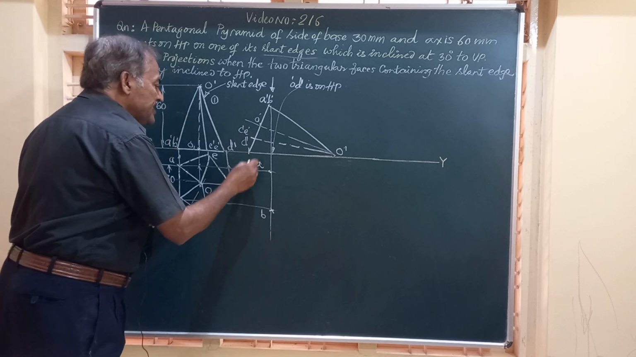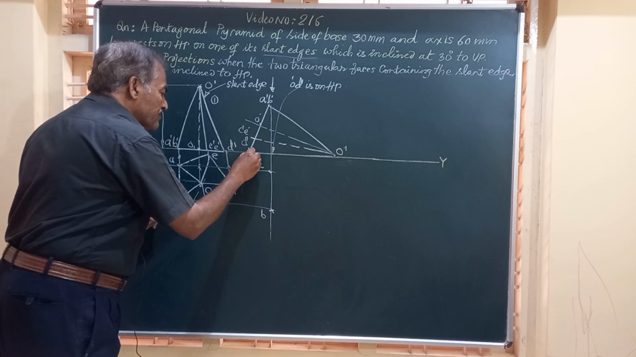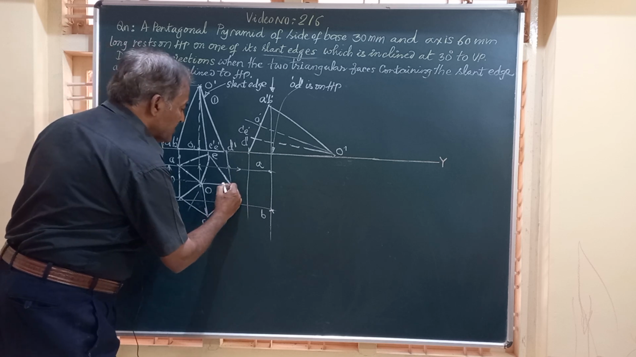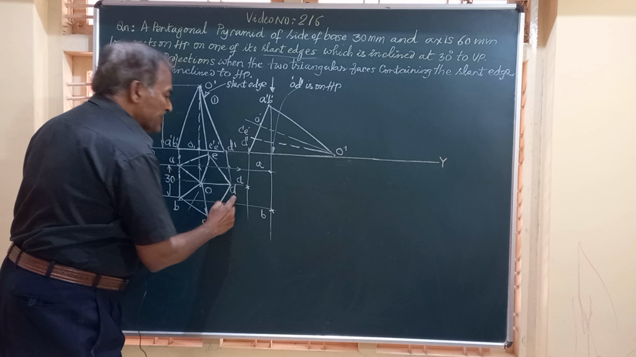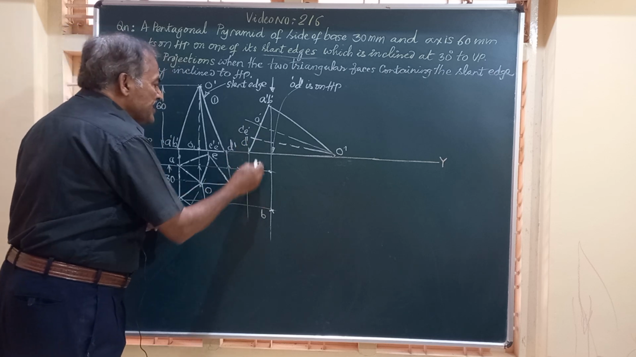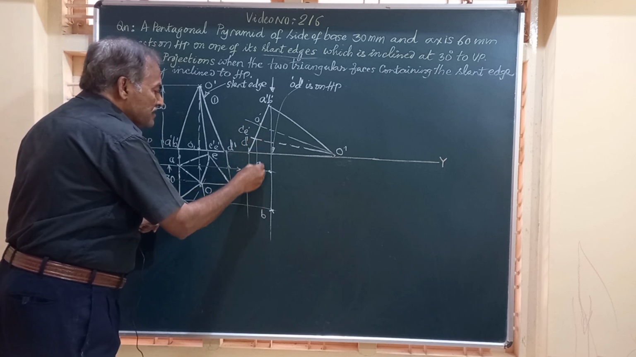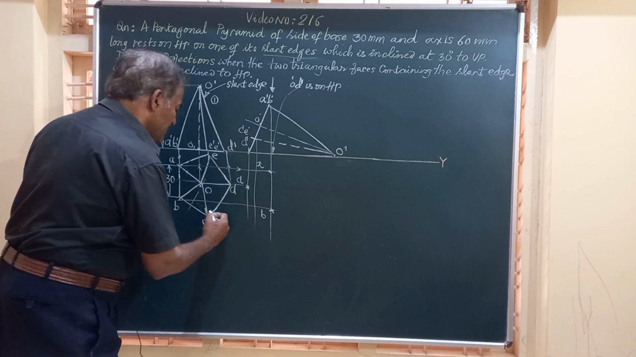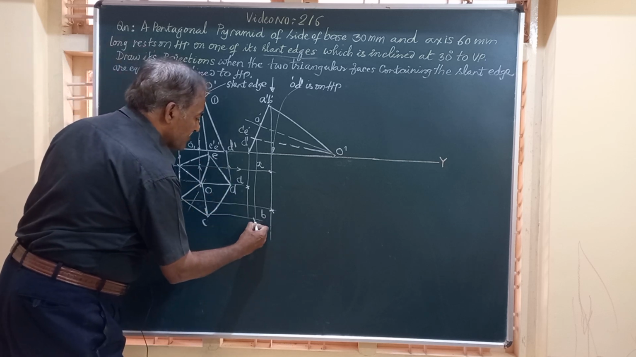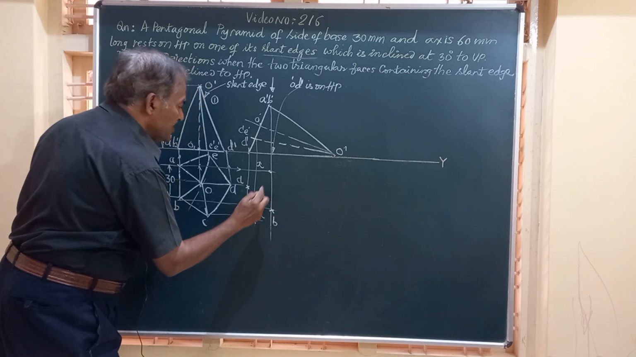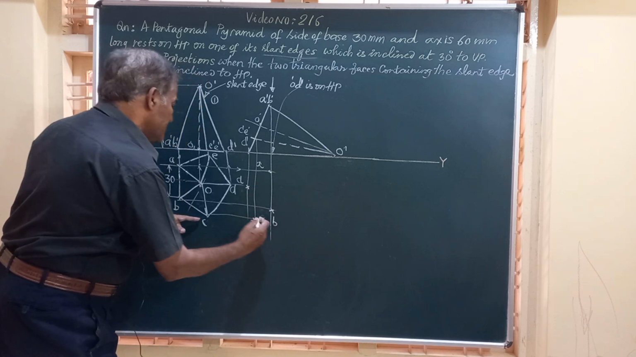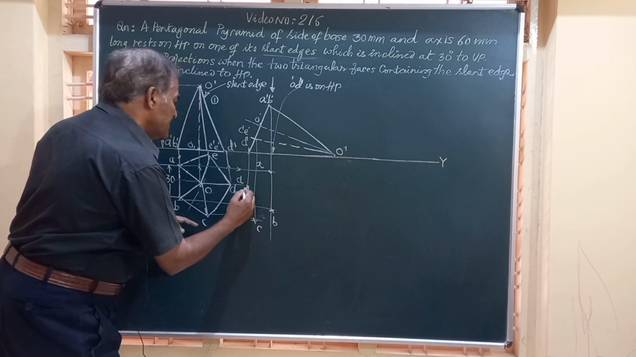Then we have got D here, vertical from D, horizontal from D. The point of intersection will give you D. Then you have got C and E, vertical from C, horizontal from C. The point of intersection will give you this point C. This is AB, this is C, and this is D.